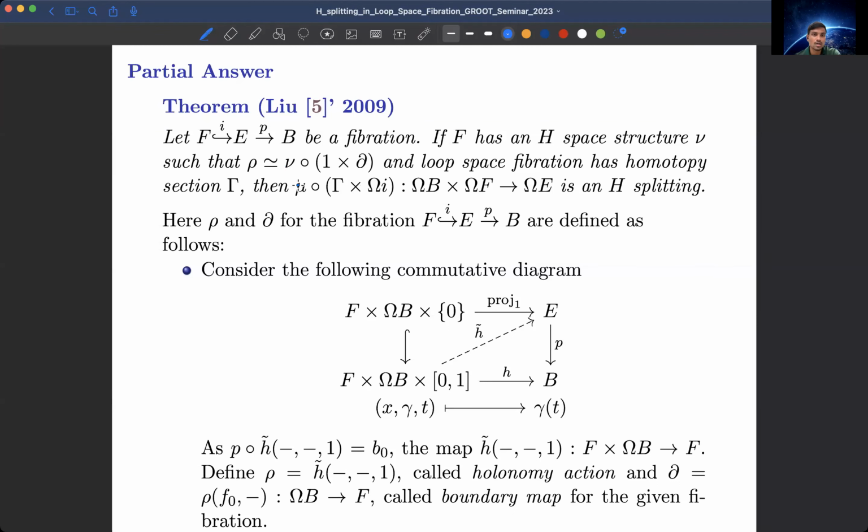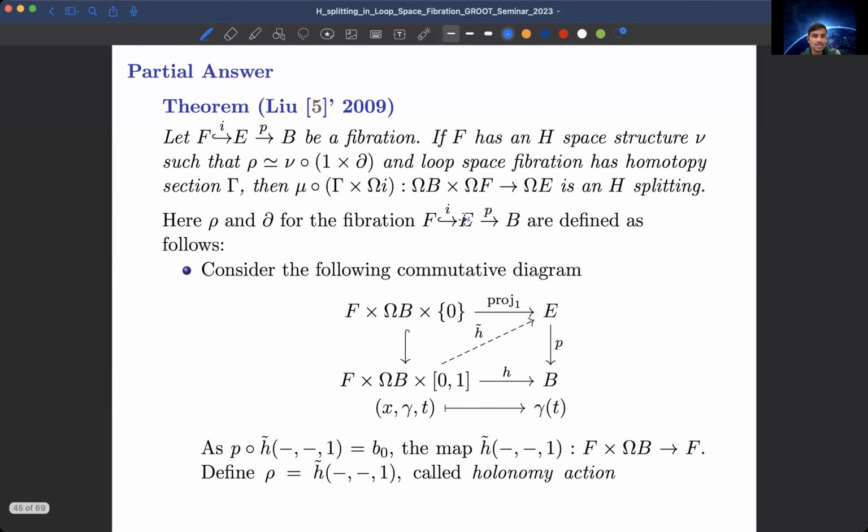So in particular, a result of Gania already shows that if we consider a fibration which is principal in his sense only, then this condition is actually already satisfied. So if F has an H-space structure and the fibration is some principal fibration, then this condition is satisfied. So the usual splitting, this mu composed with gamma cross omega I, which gives the usual homotopy equivalence between those two spaces, actually also serves as an H map, and hence this defines an H splitting in that case. Okay, so H splitting again.